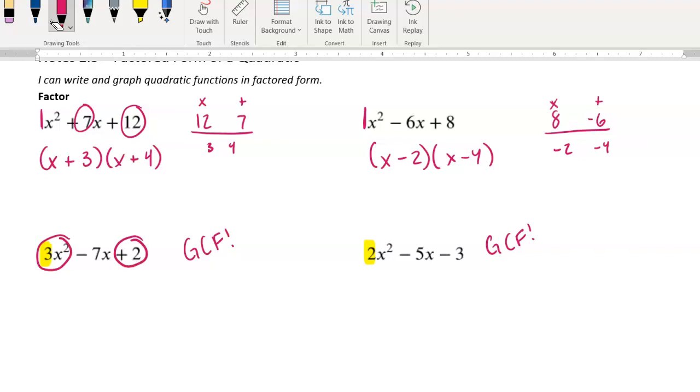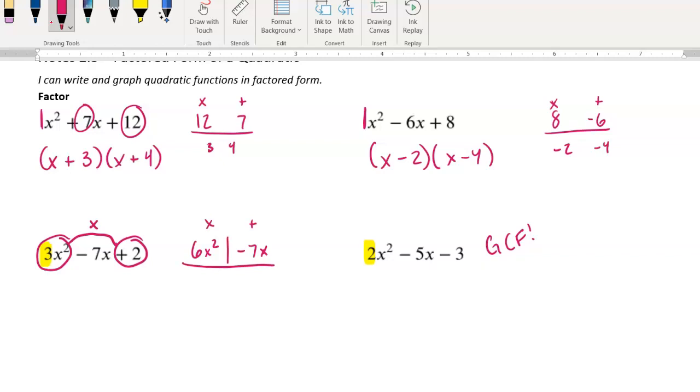Here's the way I want you to approach it. I want you to circle the first and last term. And here's why: we're going to multiply those two together and write that over here. So 3x squared times 2, that's 6x squared. And then take that middle term, the negative 7x that we didn't circle, and put that over here as well.